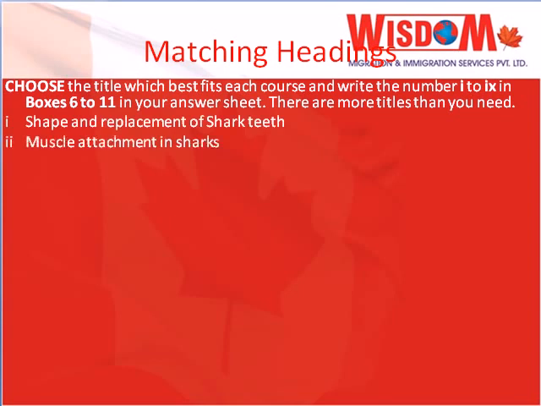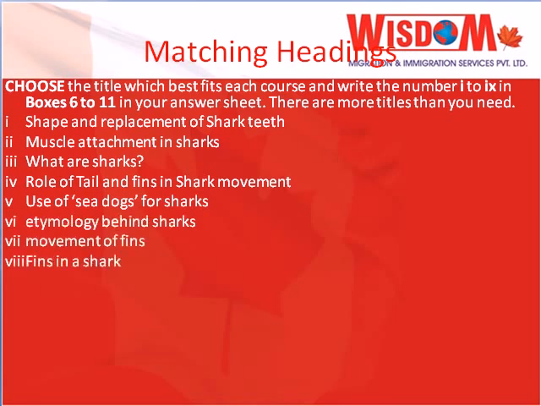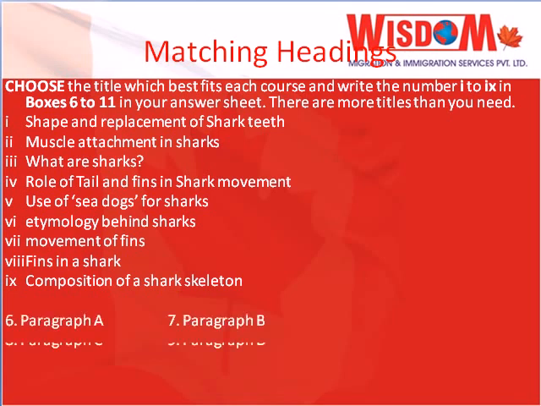The first, second, third, fourth, fifth, sixth, seventh, eighth and ninth, these are the different headings. And these are the paragraphs A, B, C, D, E, F. For example, for paragraph A, if you think the fifth heading is the best, then in your answer sheet, in box number 6, you are going to write 5, as in the small Roman numerals. So that will be your answer. And remember, there are more titles than you need.